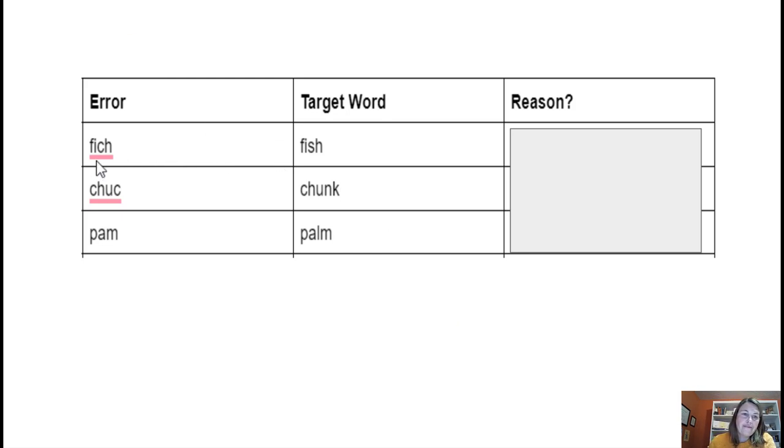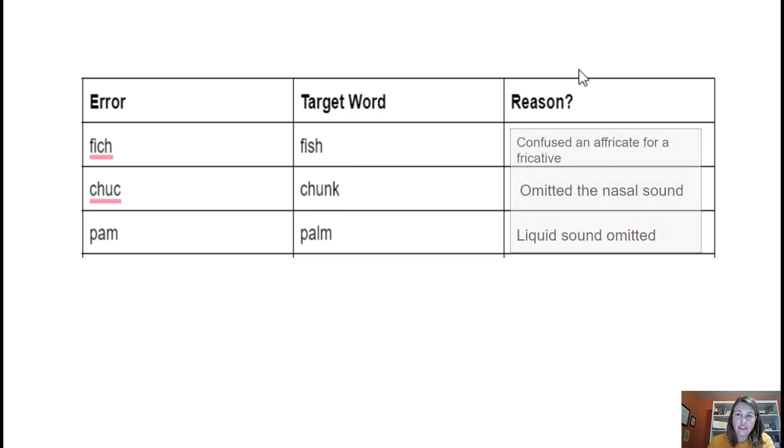So we have Fitch written instead of fish. We have Chuck instead of chunk and Pam versus Paul. So the reasons, let's look. They confused an affricate for a fricative. So ch and sh are said very similarly, like your mouth looks really similar when you say those. So very smart mistake. Now this one, we are omitting a nasal sound.